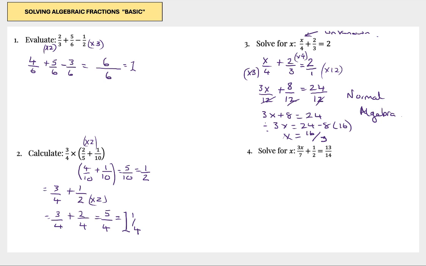And as you know, I don't like leaving a top-heavy number, so I'm going to put it into a mixed number, and it's going to be 5 and 1/3.